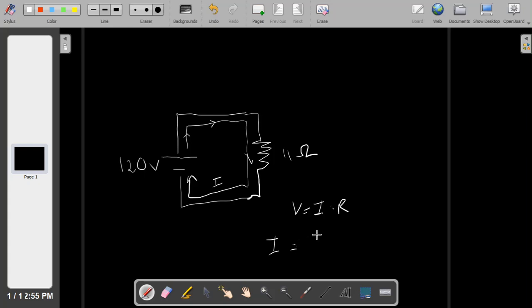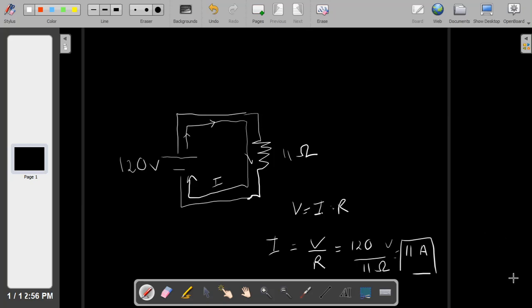Your current is going to be your voltage divided by your resistance, and you have everything in the right unit, so you don't have to worry about changing anything. It's 120 volts divided by 11 ohms. And if you do that, you should get 11 amps. Okay, you can put amps if you want to, or just put an A. And that's the end of this problem. Example 15.1 is as simple as that. Just apply what we have covered so far, just that.